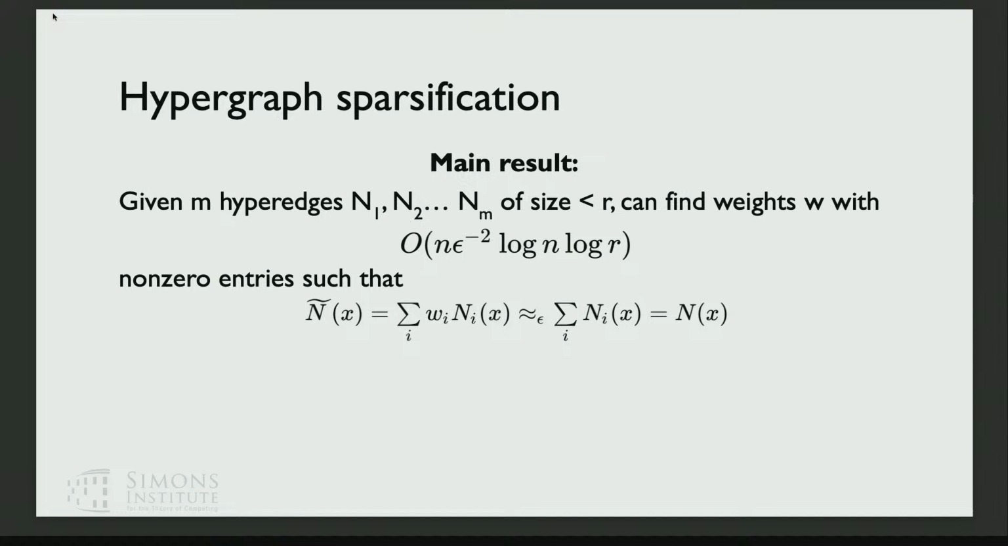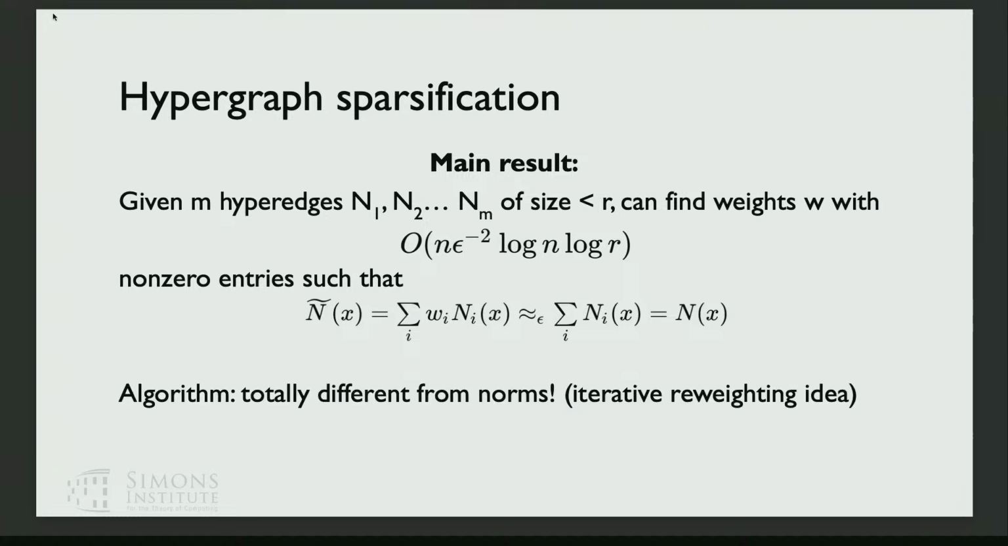But that's our main result for hypergraph sparsification. We actually managed to prove a better bound than we could get in general for hypergraphs where every hyperedge is small, size at most r. You can find these weights which have this many non-zero entries, which, as you might notice, is only a log r factor away from what you could get for graphs. So for r constant, this exactly recovers the bound you get with matrix Chernoff up to some universal constant.